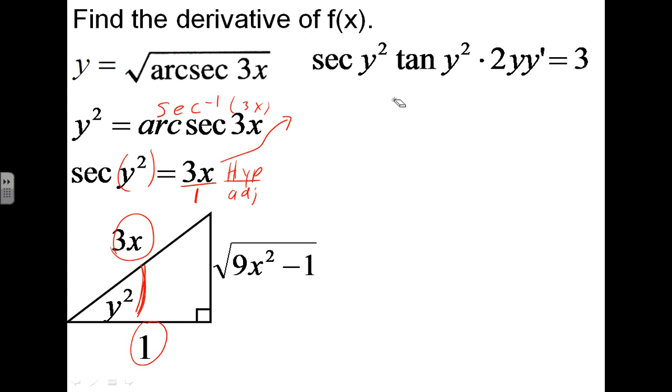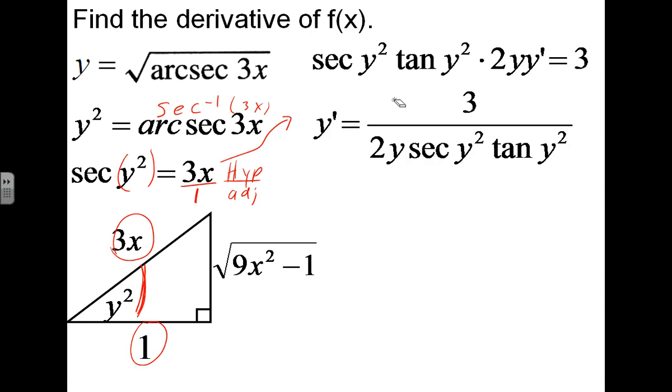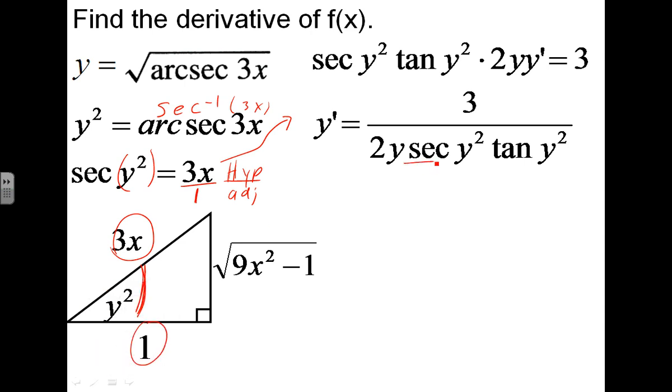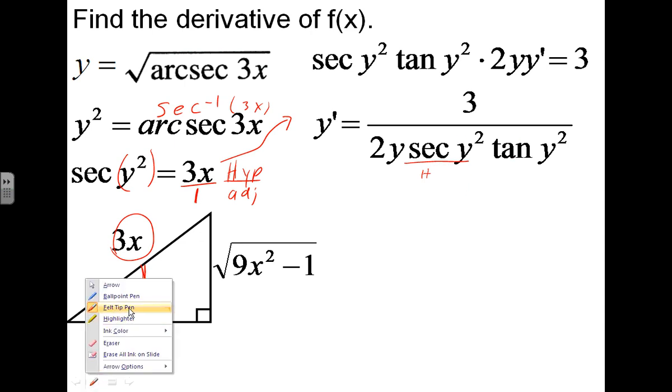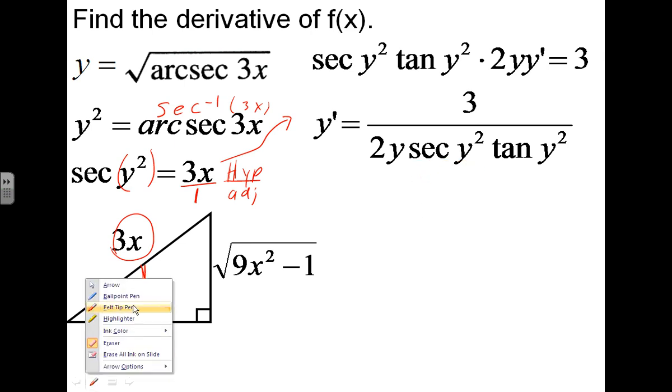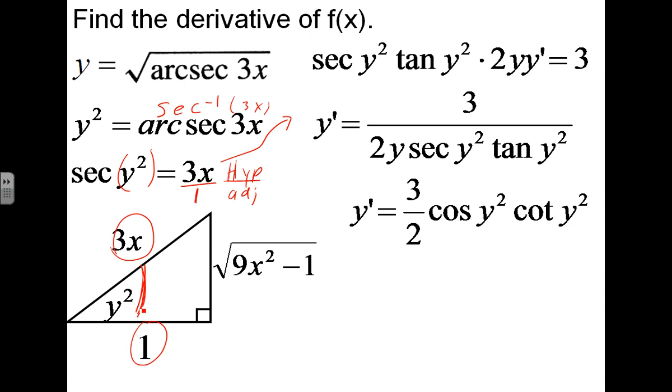All right. Now we're going to get y prime by itself. Obviously, you're going to divide everything over, and you're left with this situation. So now you've got to look at your picture. The picture will tell you what secant of y squared equals. That would be the hypotenuse. Well, actually, you can flip that to get cosine, and you can flip that to get cotangent. So let's flip them first. That comes from your note card, of course. So the 2y we can't flip, but we'll worry about that later. One thing at a time.